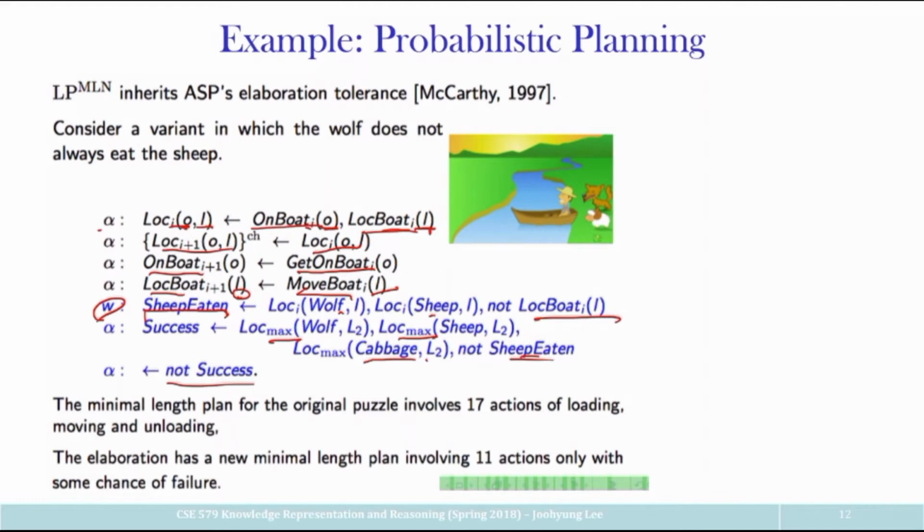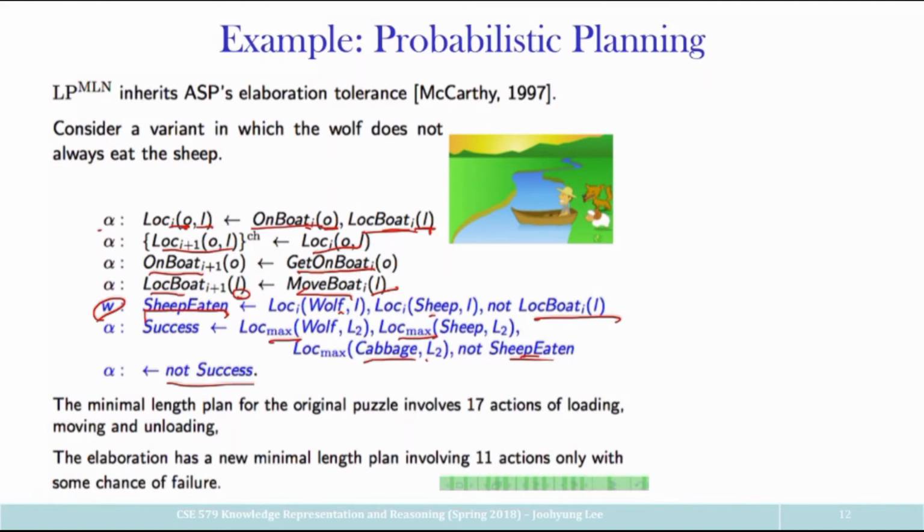Now, the original problem takes 17 actions of crossing. You can try if you want. This is similar to the missionaries and cannibals puzzle that we did. But with this elaboration, you can get an 11-step solution where the wolf does not eat the sheep. But this is less probable than the deterministic plan. Right? So if you want to be risky, you can get a shorter step solution. Okay?